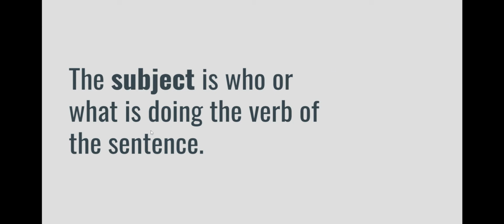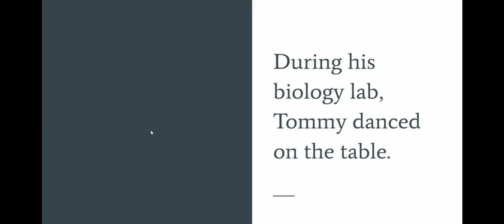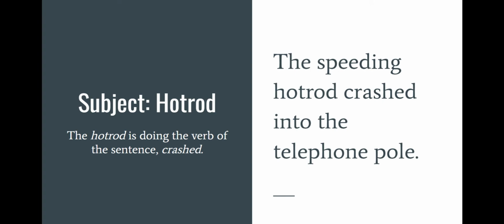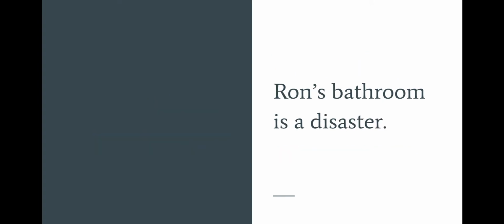The subject is the person or thing that is doing the main action in the sentence. For example, during his biology lab, Tommy danced on the table. Our subject would be Tommy because he is doing the action of dancing, doing the verb, dancing. In this example, the speeding hot rod crashed into the telephone pole. Our subject would be hot rod because it's the hot rod that is doing the action of crashing. That's what a subject does.